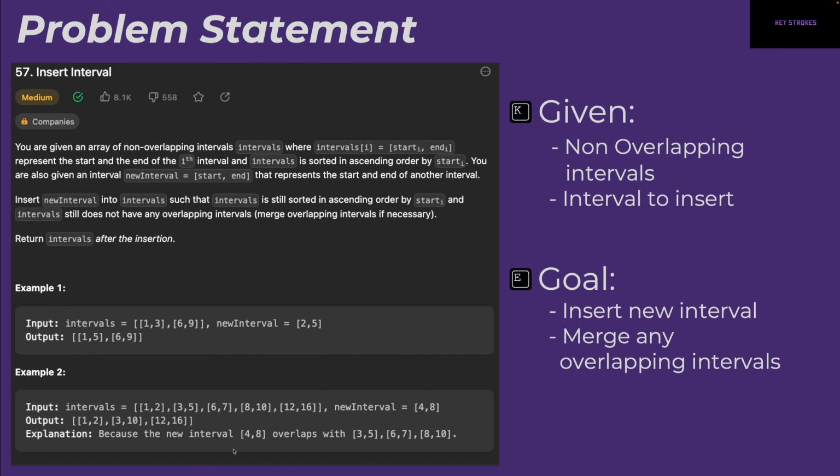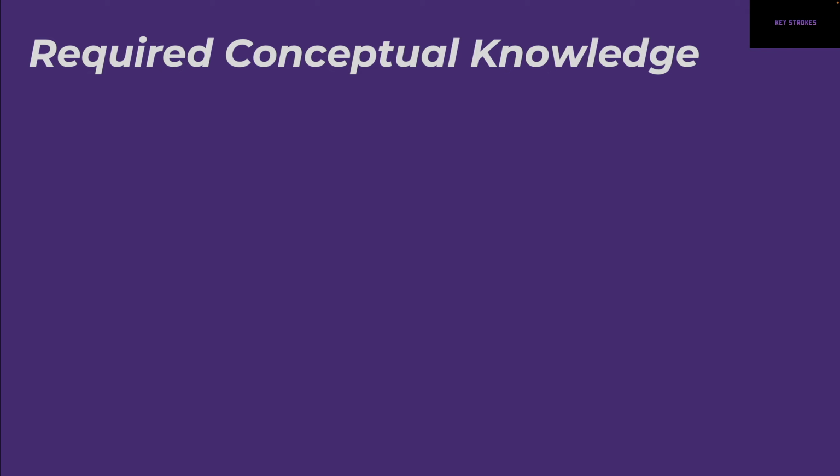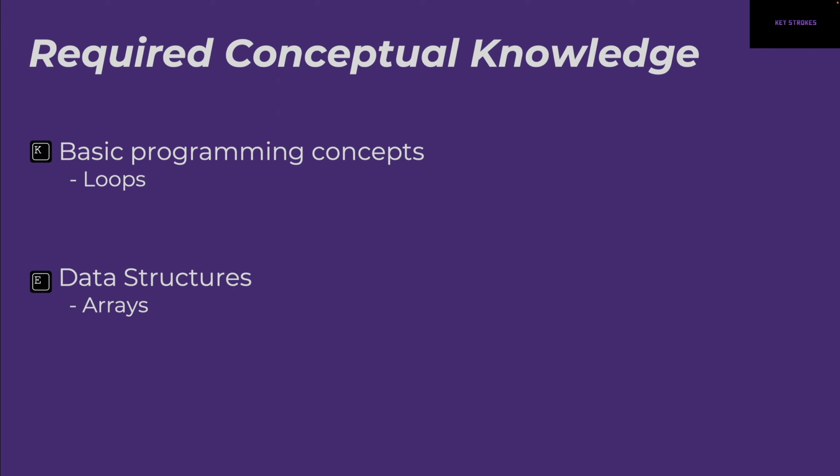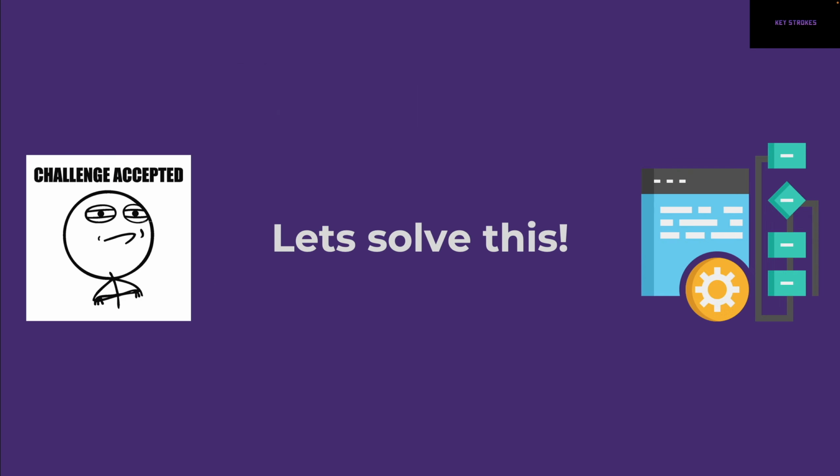It's because the new interval 4, 8 overlaps with 3, 5, 6, 7, and 8, 10. So let's see everything that we need to know to solve this problem. We need to know some basic programming concepts like loops, and we need to know how to work on arrays, data structures. Okay, so let's brainstorm on how we can solve this.